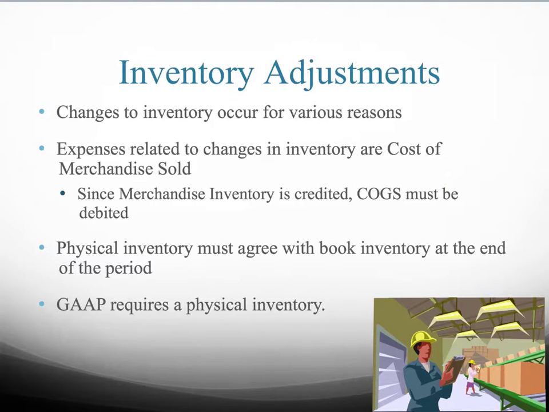Let's talk about inventory adjustments. Changes to inventory occur for various reasons. The expense related to changes in inventory is cost of merchandise sold or cost of goods sold, and since merchandise inventory is credited, cost of goods sold must be debited. Physical inventory must agree with book inventory at the end of the period. GAAP requires a physical inventory.